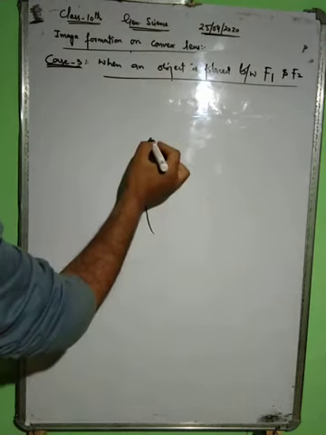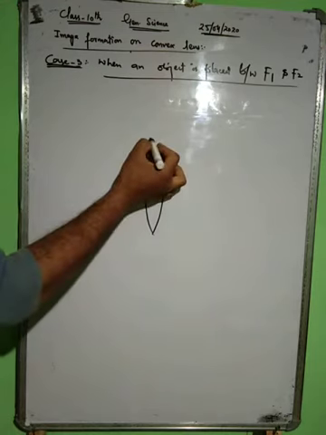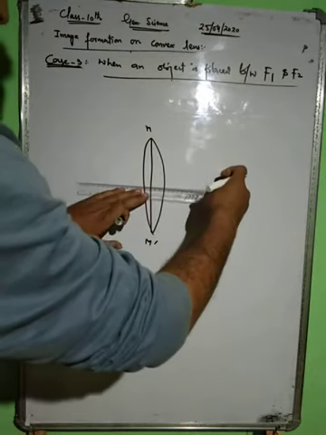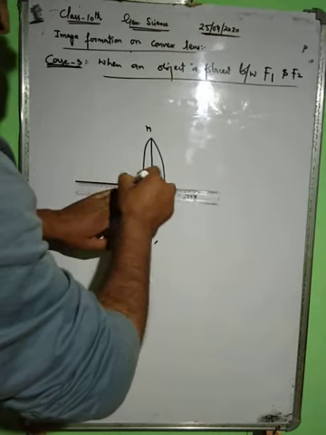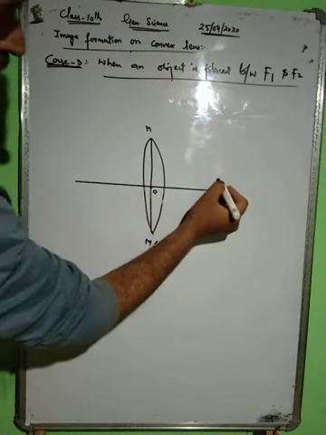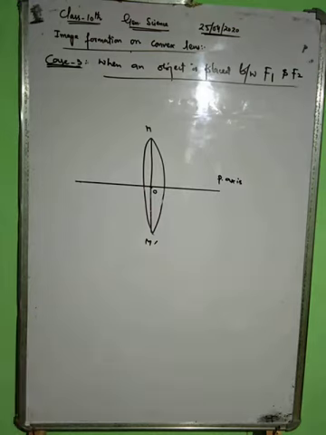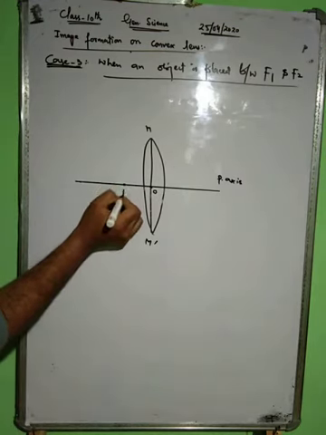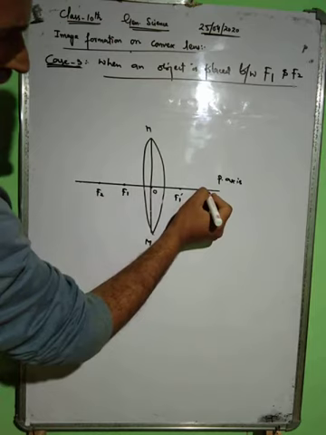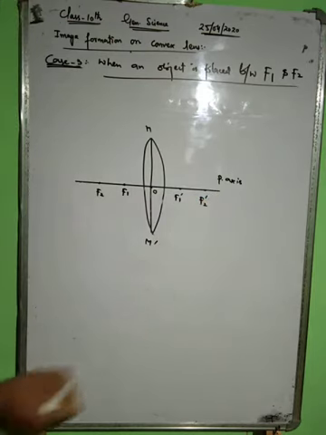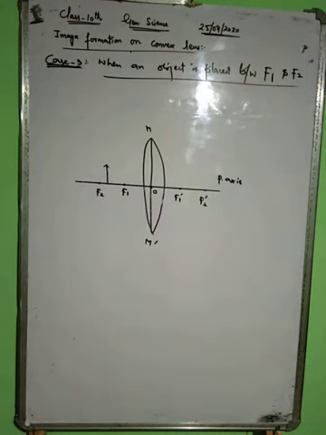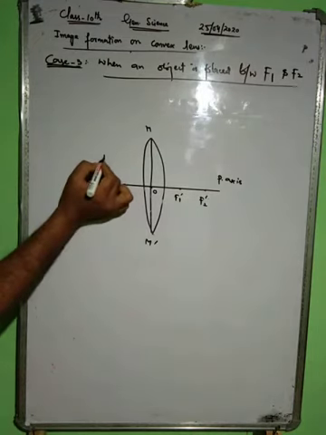अगेन यहां पे हम convex lens बनाएंगे. This is the aperture. This is the horizontal line passing through the optical center, what we call it is principal axis. This is F1. This is F2. Here we have F1 dash, and this is F2 dash. Now we have to place object here between these two, F1 and F2. This is an object AB.